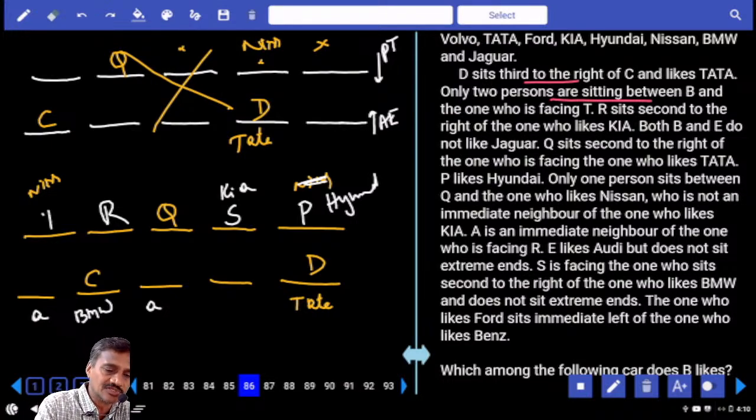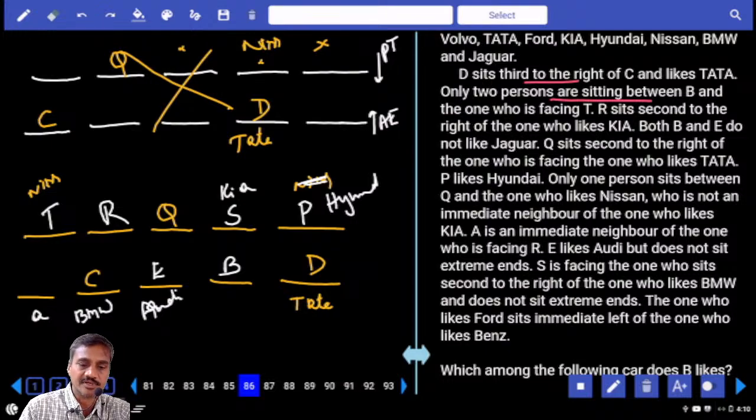Now finally T is here, the one who is facing T, and B there must be exactly two people. If B is here, E must be here, and E likes Audi. Then if E is here, A must be here, and if A is T, R, Q, P, S, then these two.